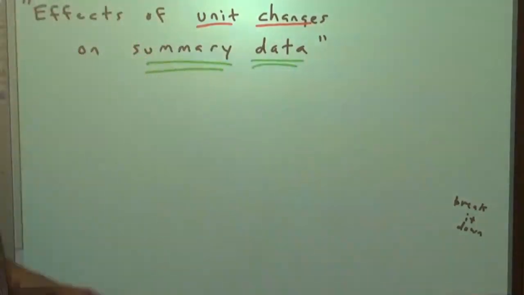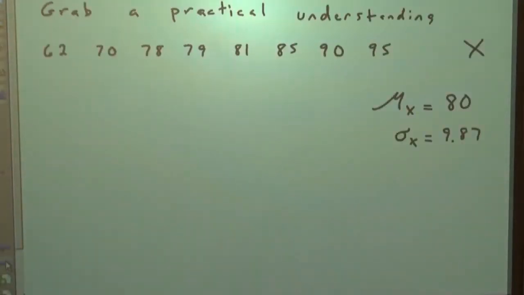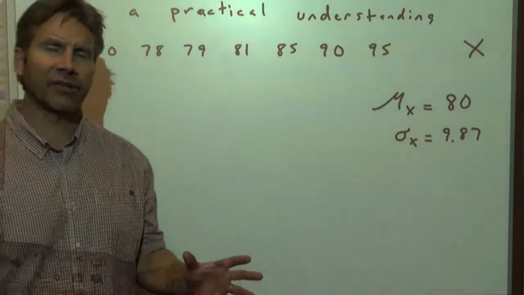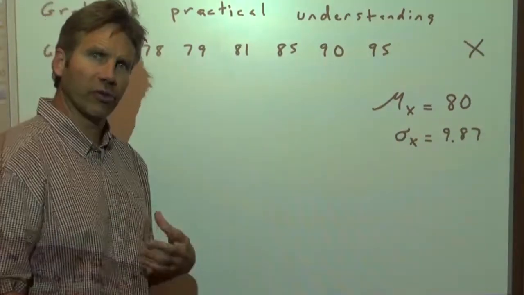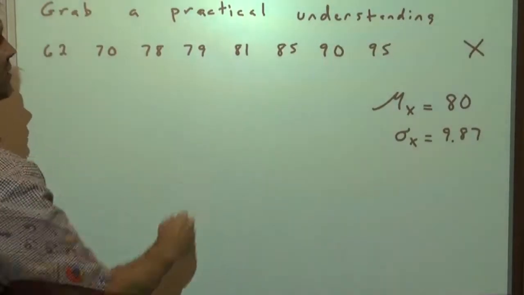So what we're talking about is what happens to means and standard deviations and IQRs when we make a unit change. Well, that's a good question. We'd like to know. So here it is. Let's first grab a practical understanding of this, and then we'll go into a more formula-based approach. Let's suppose we only have 8 students in a class.